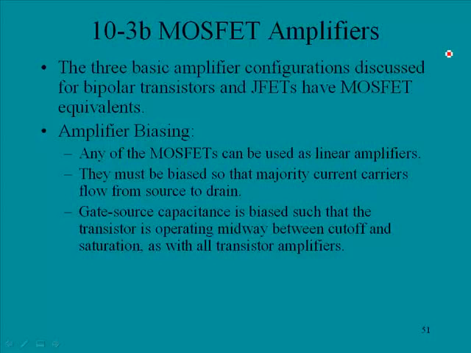Continuing our discussion of MOSFETs in section 10.3, and we're looking at MOSFET amplifiers. The three basic amplifier configurations discussed for bipolar transistors and JFETs have MOSFET equivalents. We're not going to go into all of them, but we'll just say that they do have equivalent circuits. Amplifier biasing, and this pertains to amplifiers.